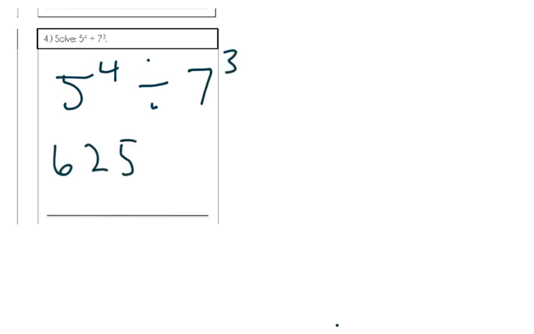Okay, so hopefully you put that in, and you should get 625. I'm going to bring my division symbol down. And then you should put 7 to the 3rd power in your calculator.